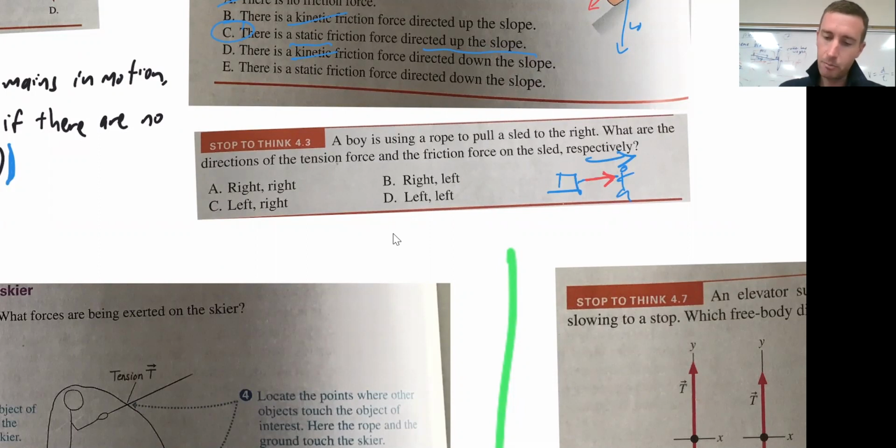Since the box is being pulled to the right and friction opposes motion, the friction has to go the opposite direction. So the friction would be to the left. So it has to be to the right for the tension and to the left for the friction. So that would be B.